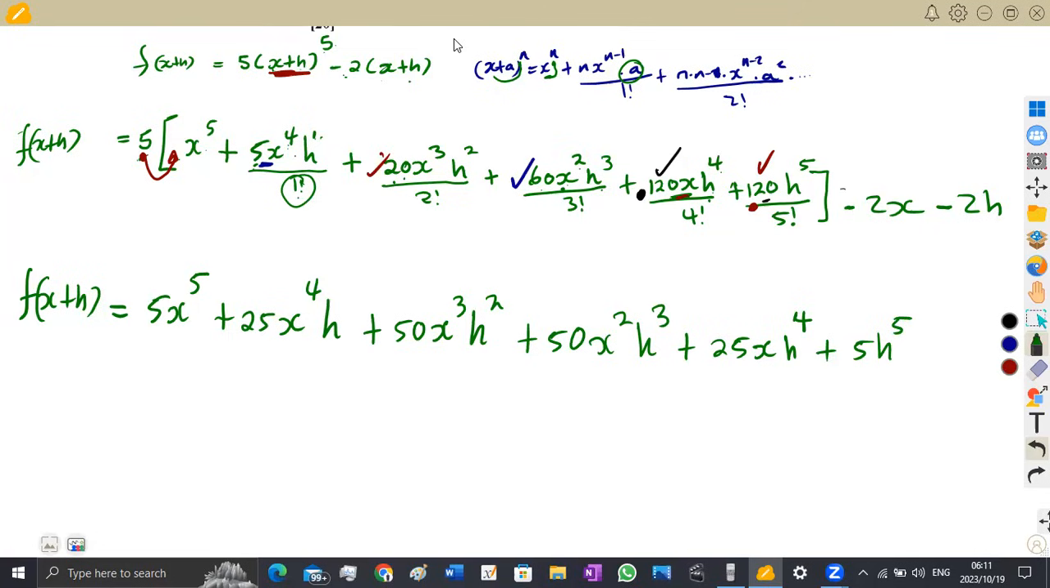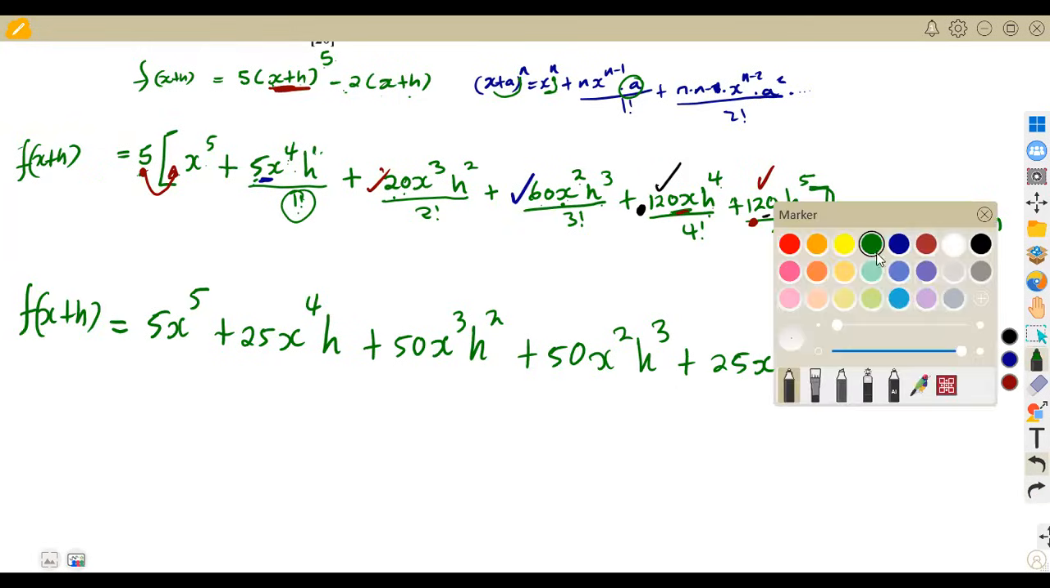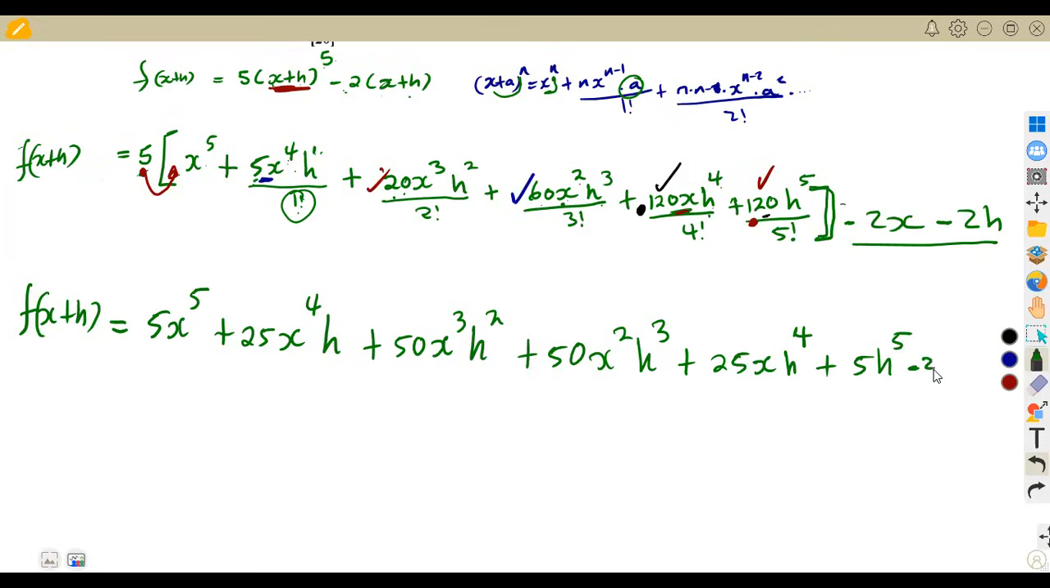So we are done in this case on our application of the bracket. The bracket, this 5 is multiplying up to the end. So this is where our bracket is ending. This part is not affected by 5. So we are going to have it as it is, meaning to say we are going to have minus 2x minus 2h. That is what you're supposed to have at the end for f of x plus h.